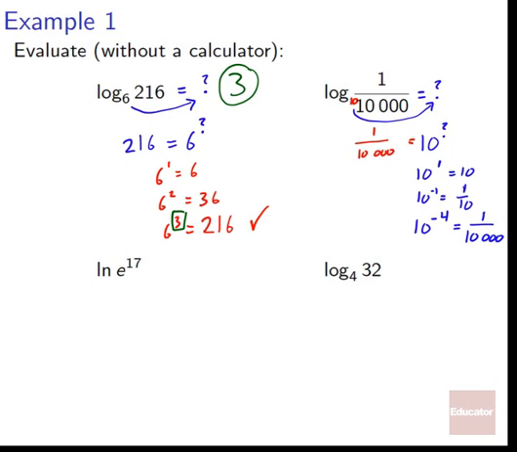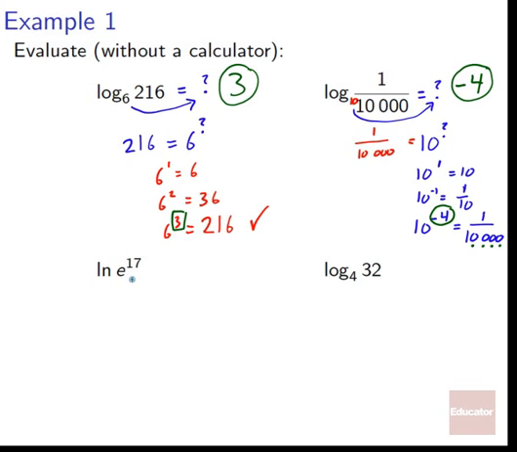We can also see this because we can count the number of zeros, 1, 2, 3, 4, so that's 10 to the fourth, and since it's 1 over 10 to the fourth, then that must be 10 to the negative 4. So we've got negative 4 is what we have to raise 10 to get 1 over 10,000.